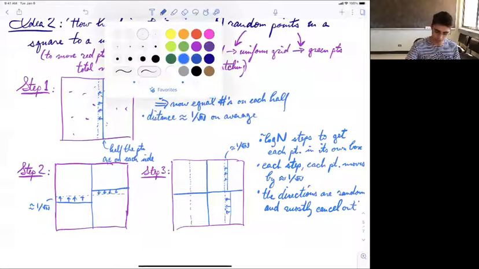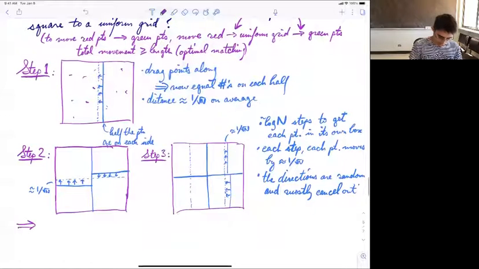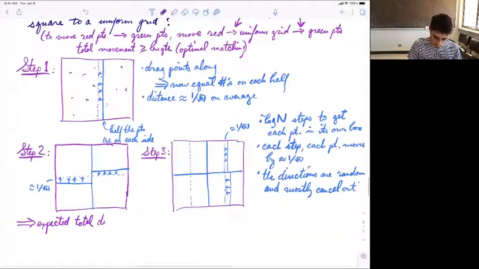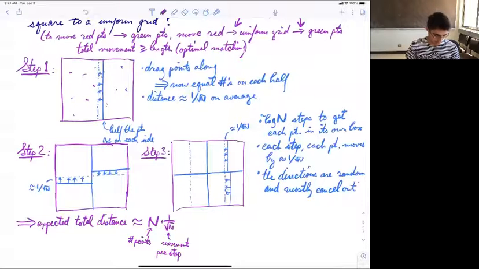So what does this tell us? The expected total distance that the points will move is the number of points, n, times how far they move, times 1 over root n, which is the movement per step, times the square root of log n, which turns out is the number of steps that usually won't cancel out.